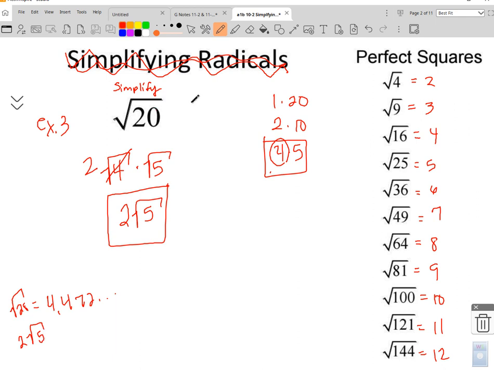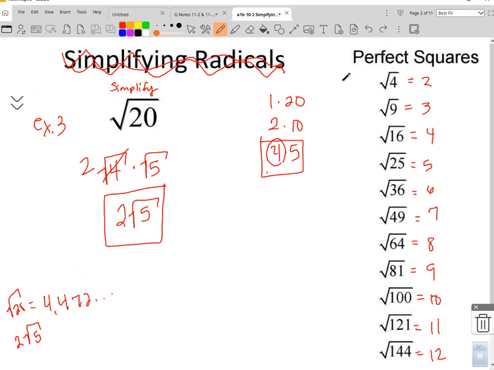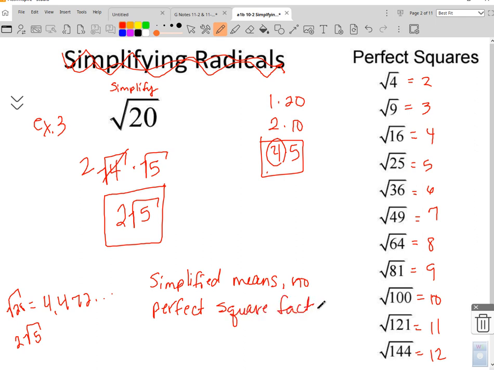So what we're doing is we're breaking this down into perfect square factors. In order to simplify, if you didn't write these down, make sure you go ahead and write those down. Those will help you. In order for a radical to be simplified, it can't have any perfect square factors under the radical, right? So simplified means, you're writing what I'm writing, no perfect square factors under the radical. And we're going to put it under the square root symbol.